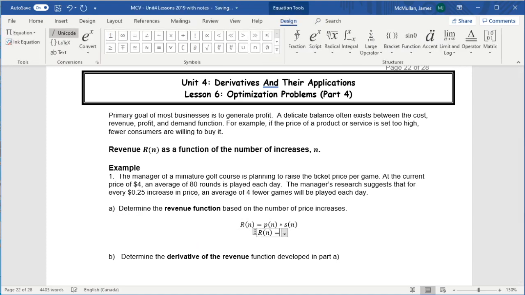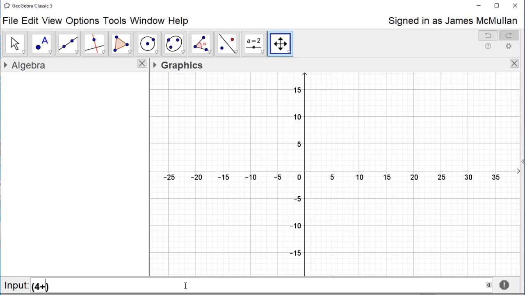Now, both of those things depend on how many times you tinker with the price. So the price, we say, is $4, and we're thinking of increasing it by 25 cents n number of times. And then our sales is 80 minus 4n, because we're going to be losing 4 games for every time we make this change.